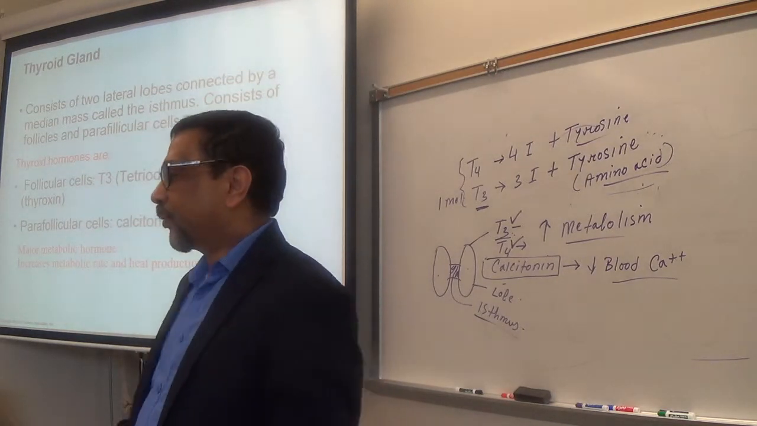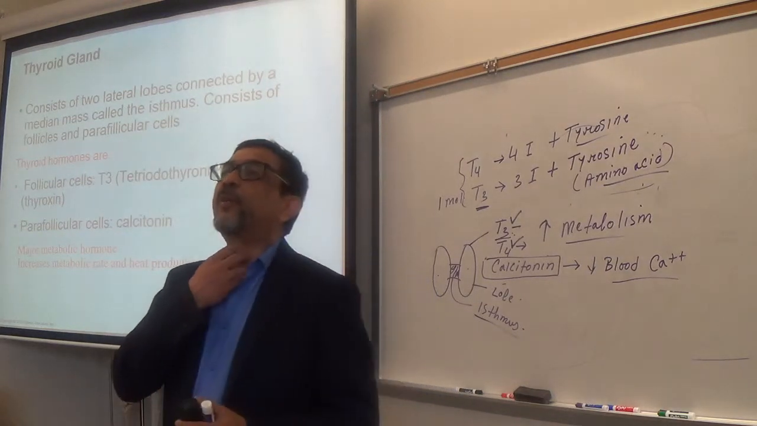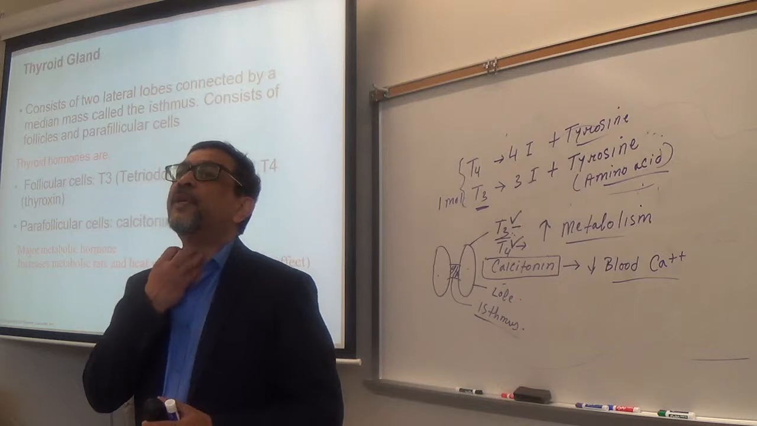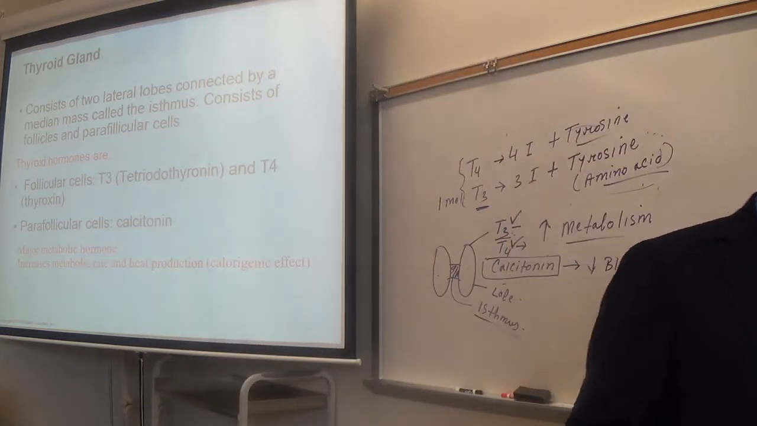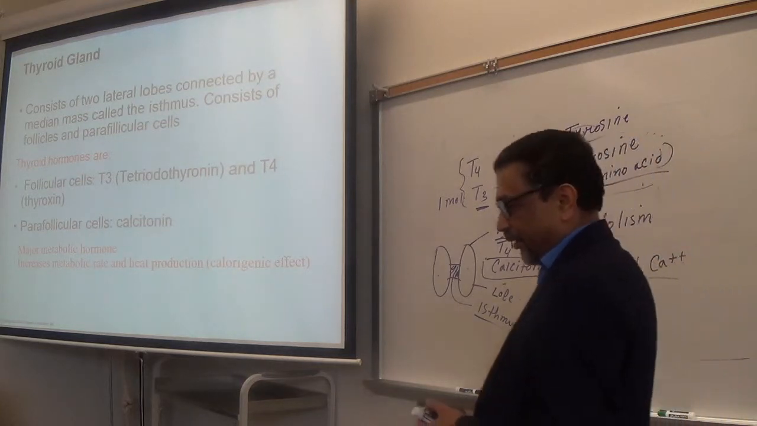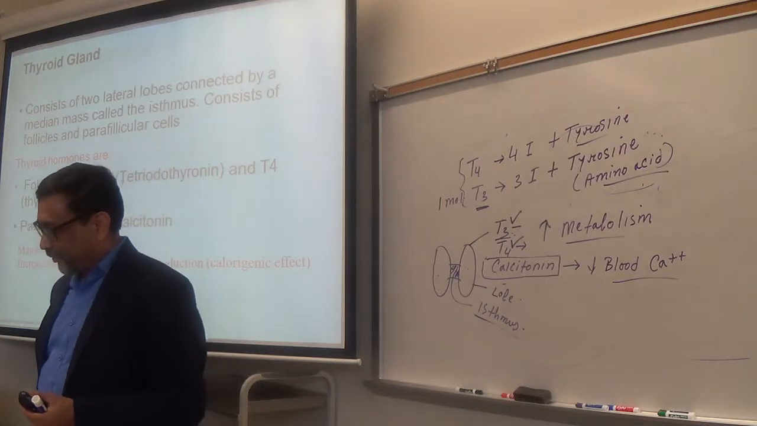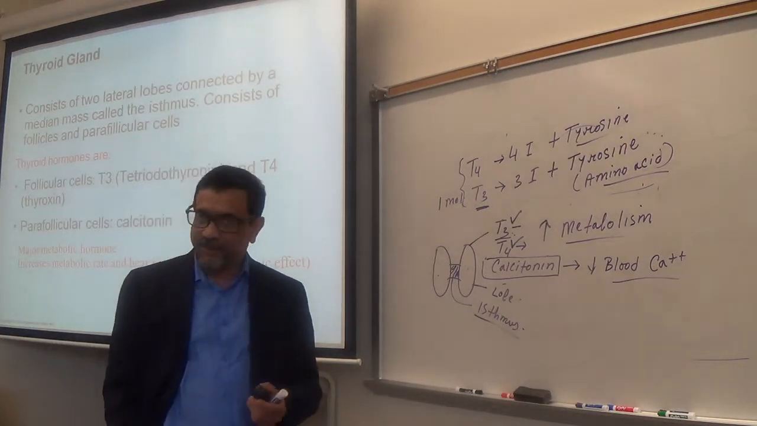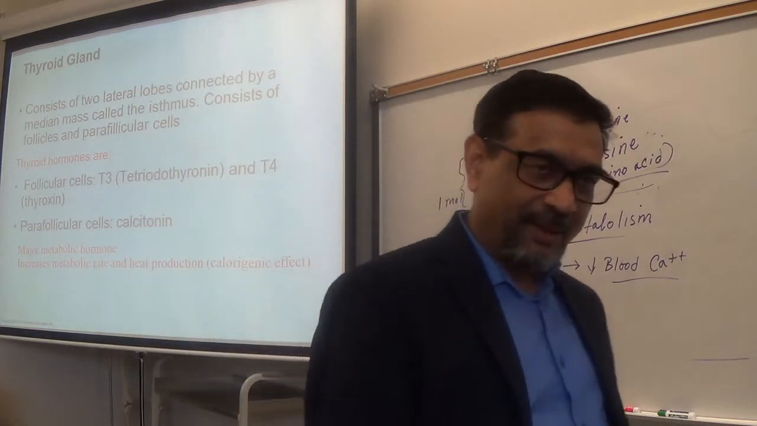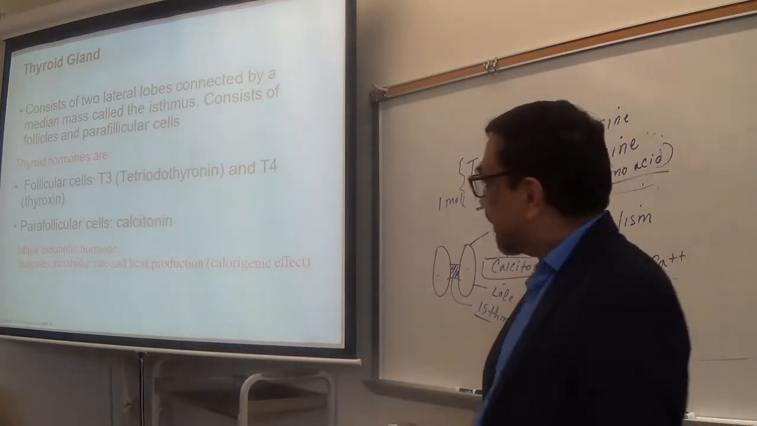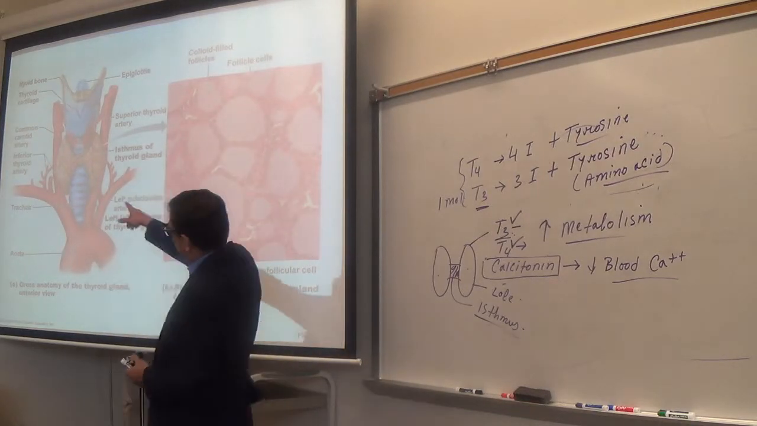Okay. Now, thyroid. Thyroid is located in the lower part of the neck, right here. How many lobes does it have? 2. Lateral lobes connected by isthmus. Now, the thyroid gland produces how many hormones? 3. T3, T4 and calcitonin. Make sense? This is the thyroid gland.